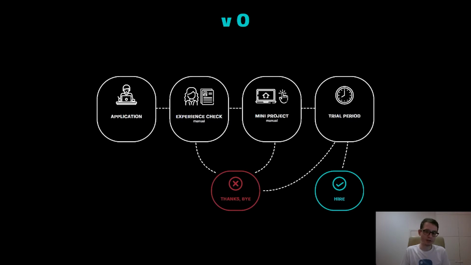After the mini project, if the candidate qualifies, we put him on a trial period, work with him for a while. If both sides like the cooperation, then we say it's no longer a trial period, we continue working. The essential thing here is that if the candidate reaches the trial period, we start paying him for his time. If the wrong candidate reaches the trial period, that's a lot of money. Not in terms of the candidate himself, but we spend a lot of time with the candidate as well.